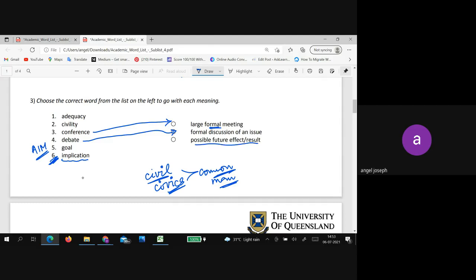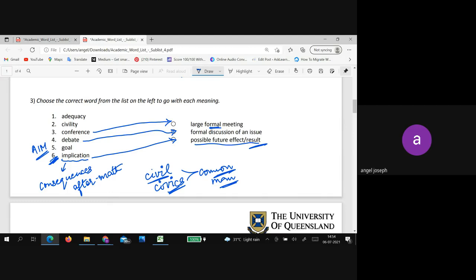Possible future effect. What do you mean by the word implication? Please make a note of this. Another word, or as ma'am just taught, a synonym. Implication is another word for consequences. Possible future effect. They have defined the word here. Possible future result. Possible consequences. Implication, consequences. Another word that some people might know, aftermath. Aftermath is also a consequence.